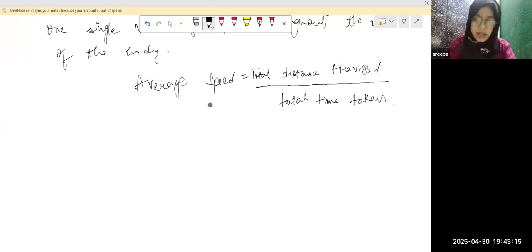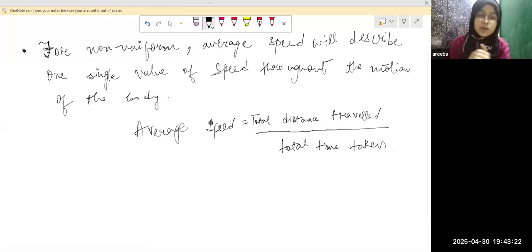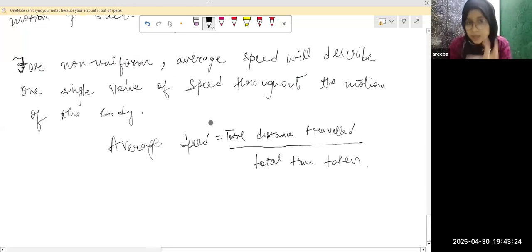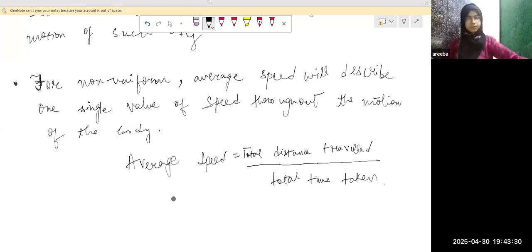In higher classes, we'll study average speed and instantaneous speed in detail. You will learn about instantaneous speed too. So average speed, what does it... just read the last point once. For non-uniform motion, average speed will describe one single value of the speed throughout the motion of the body.